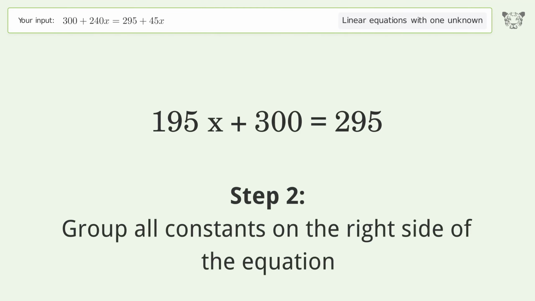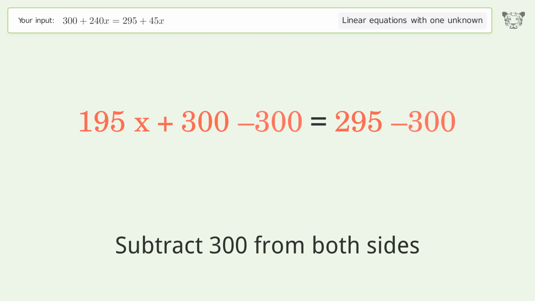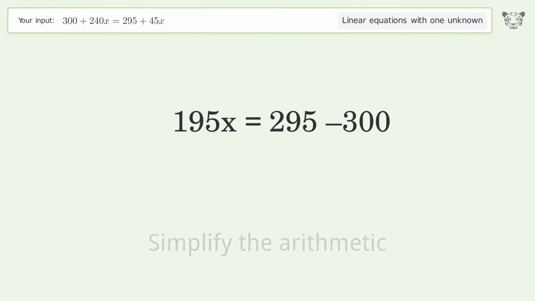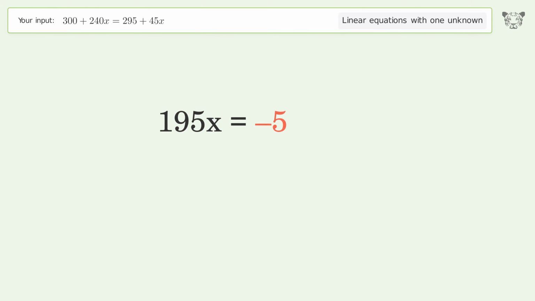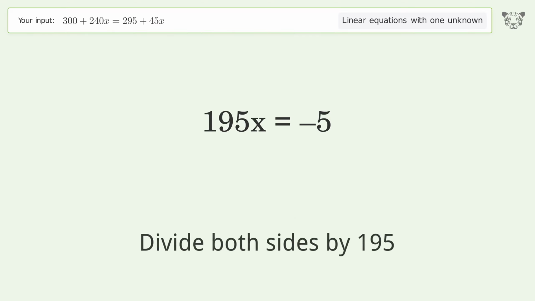Group all constants on the right side of the equation. Subtract 300 from both sides. Simplify the arithmetic. Isolate the x. Divide both sides by 195.